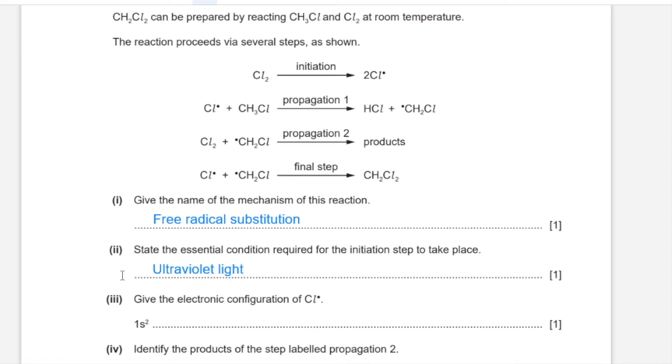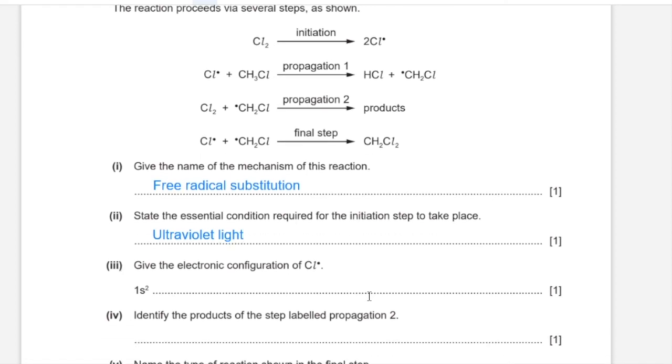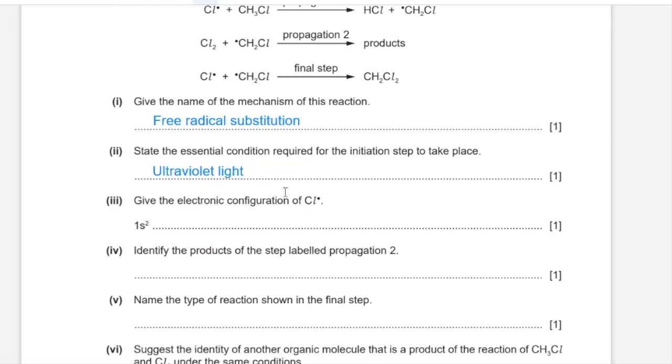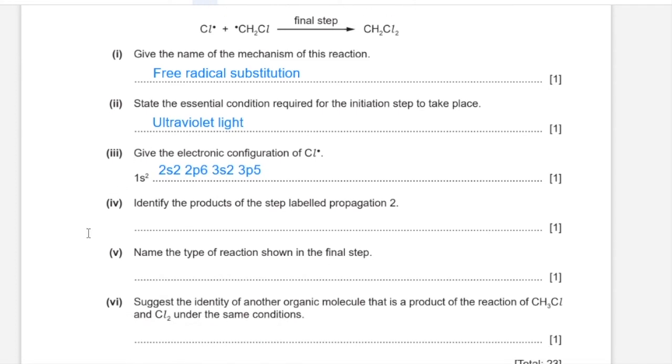3. Give the electronic configuration for the chlorine radical. Since this is a neutral chlorine atom, it would have 17 electrons. It is just a radical, meaning it has an unpaired electron. That gives the total number of electrons as 17.